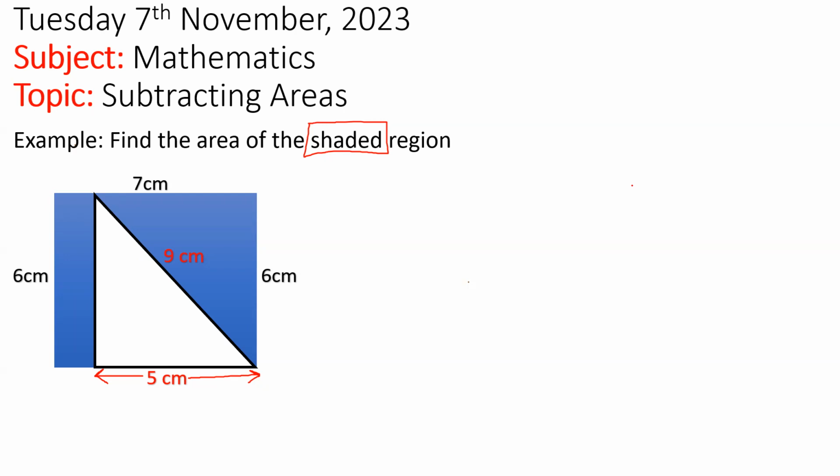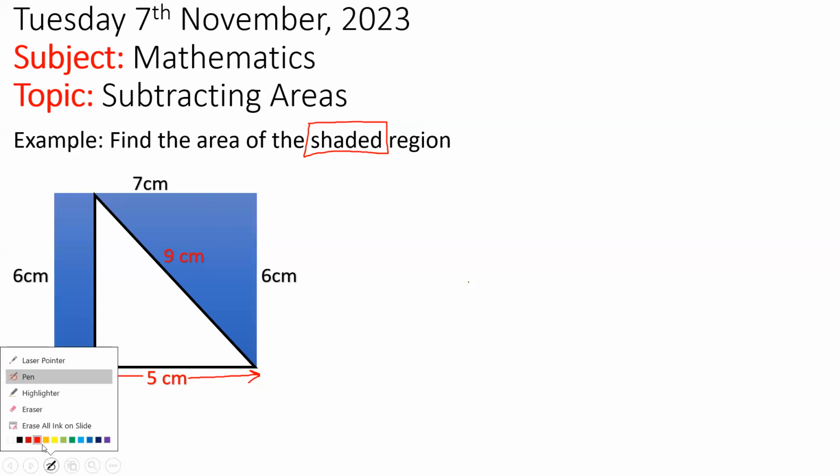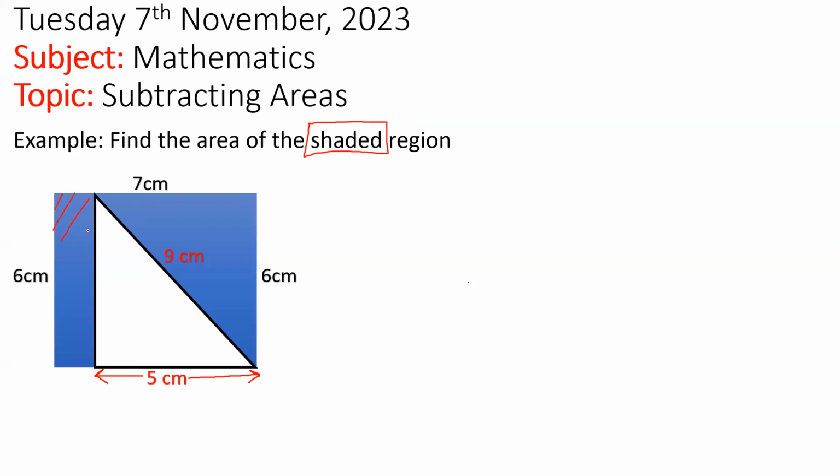Anyone? No ideas? Wow. All right, so what is the shaded region? Let's first talk about that. So the shaded region obviously is gonna be this part, right? The part that is in what? Blue. In blue. Yeah, so the shaded area is obviously the part that is in blue. All right.